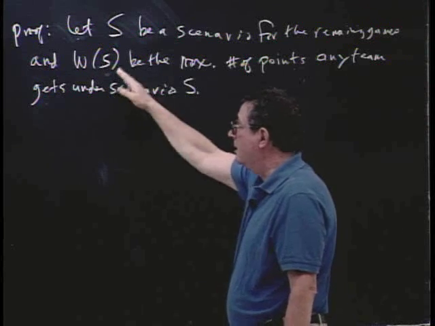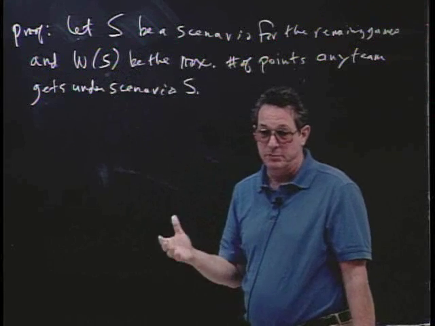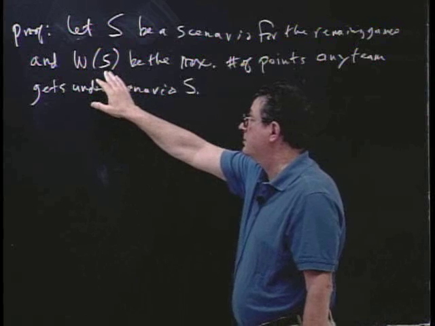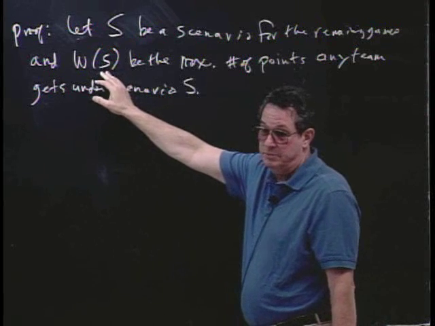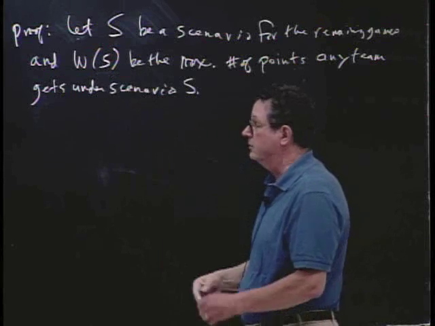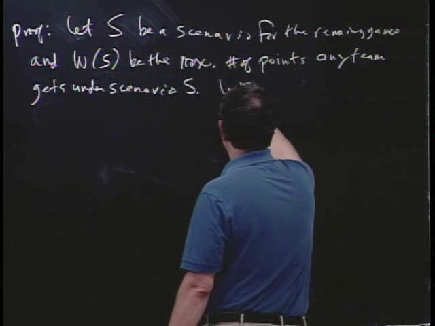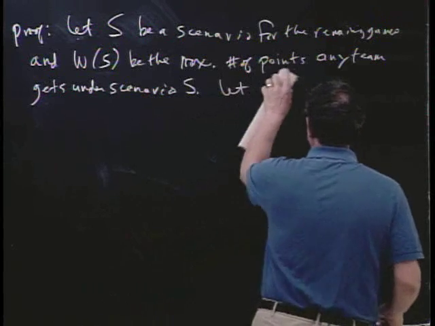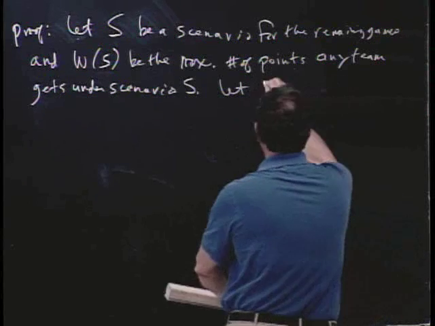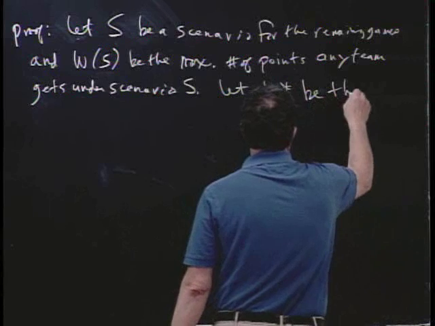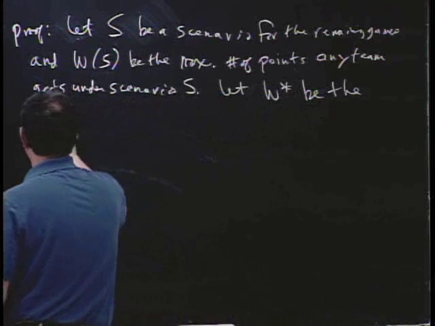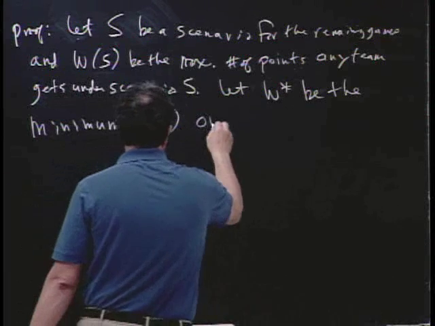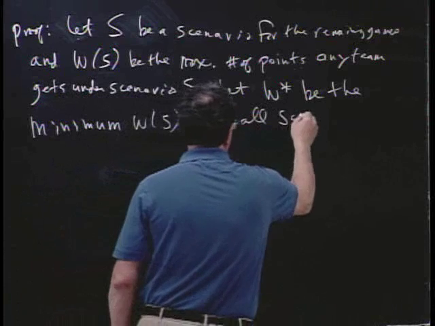That WS is the sum of the points that the team has already gotten before we look at the scenario plus what they get under the scenario. So this is the best outcome that happens to any of the teams when we finish the season with scenario S. And then let W star be the minimum WS over all scenarios.